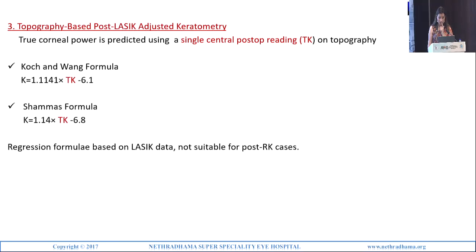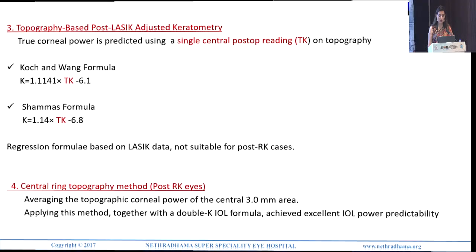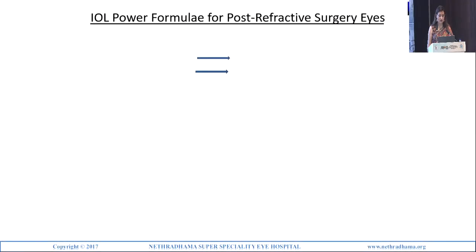Topographic based formulae such as the Koch and Wang formula and Shammas formula are still being used in the ASCRS online calculator, and they are regression based formulae based on LASIK data but not really suitable for post RK eyes. The central ring topography method is one of the methods that can accurately predict the IOL power calculation in post RK eyes.